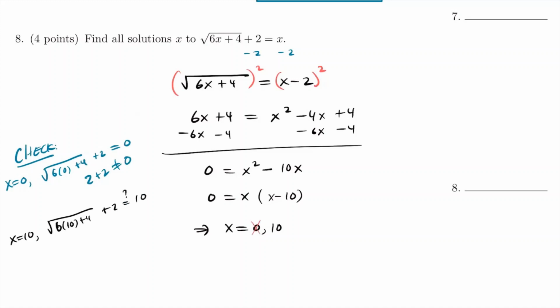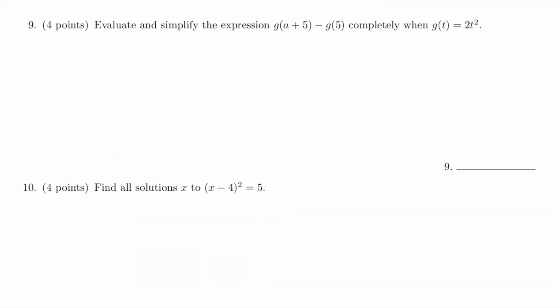So 6 times 10, so that's 60. Plus 4, that's 64. Square root of 64 is 8. Plus 2, is that 10? Yes. So the only solution is x equal 10. That would be the only solution to this equation.